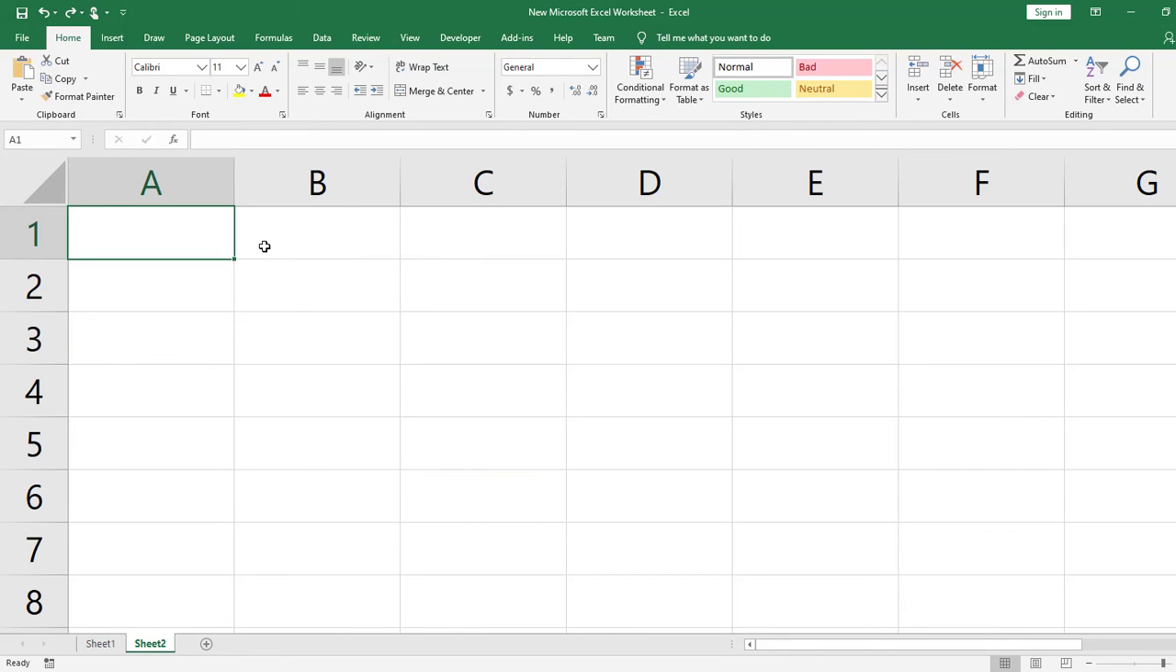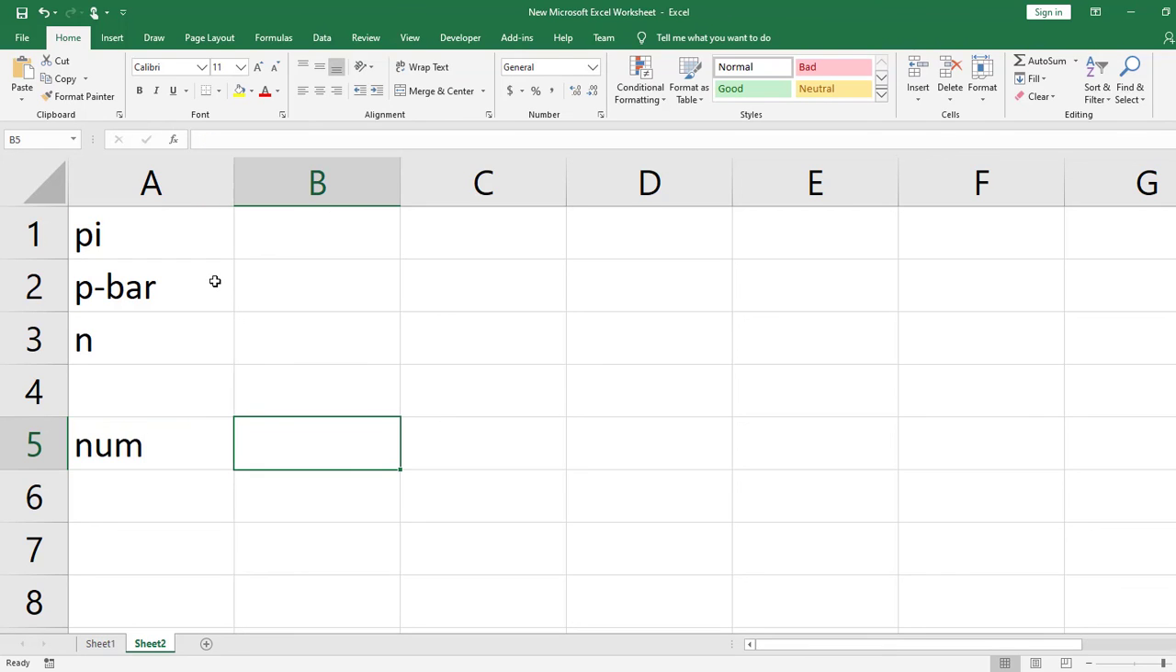I need a new sheet. So we have p bar is what we care about. I think, how did I do this here? I started with mu. Okay, so I'll start with pi, I'll start with p bar, and I'll start with n. Our numerator is going to be, just as before, the difference between p bar and pi. Again, pi is not 3.14159.